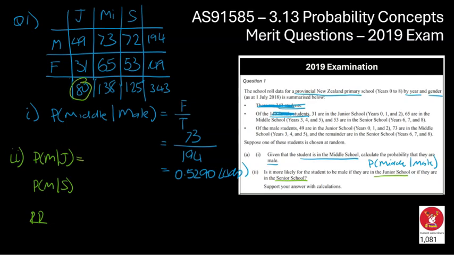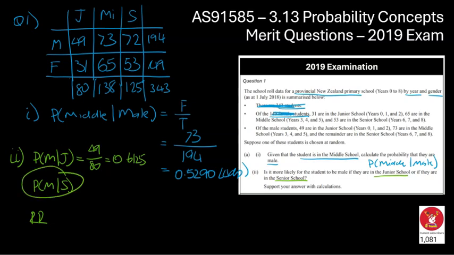So my junior school people is these 80. So that's going to be my denominator. So there's 80. And of these 80, 49 of them are male. And converting that to a decimal, I got 0.6125. No need to round that one because that was the exact number.